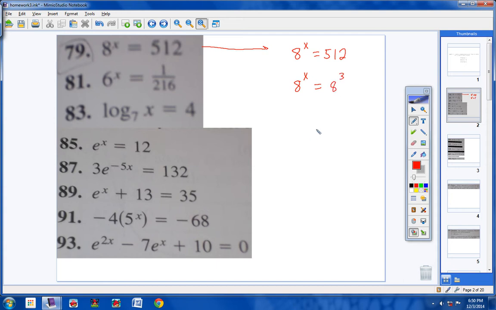Like that. Now, cross off your like bases, set the exponents equal, and we are good. Your answer is x equals 3, okay? Alright, continuing on to the next problem.